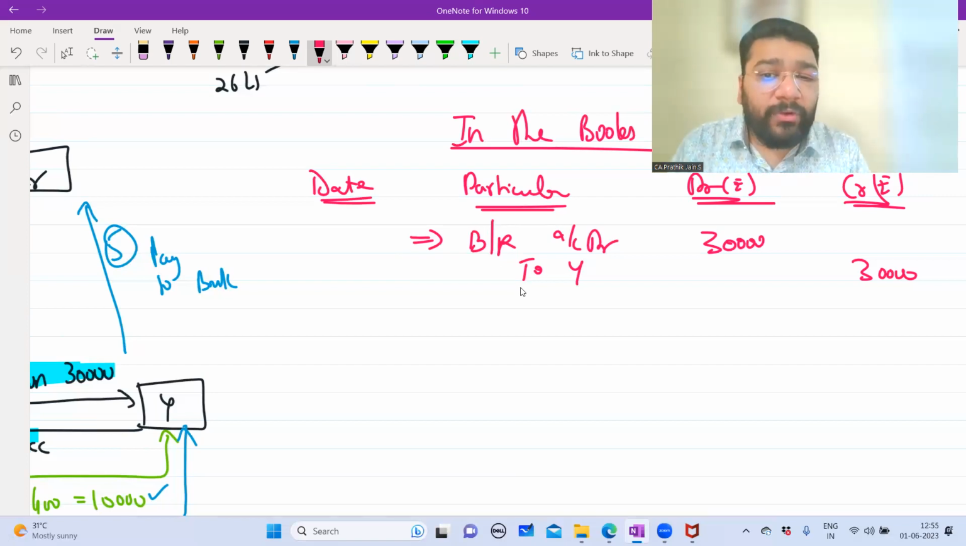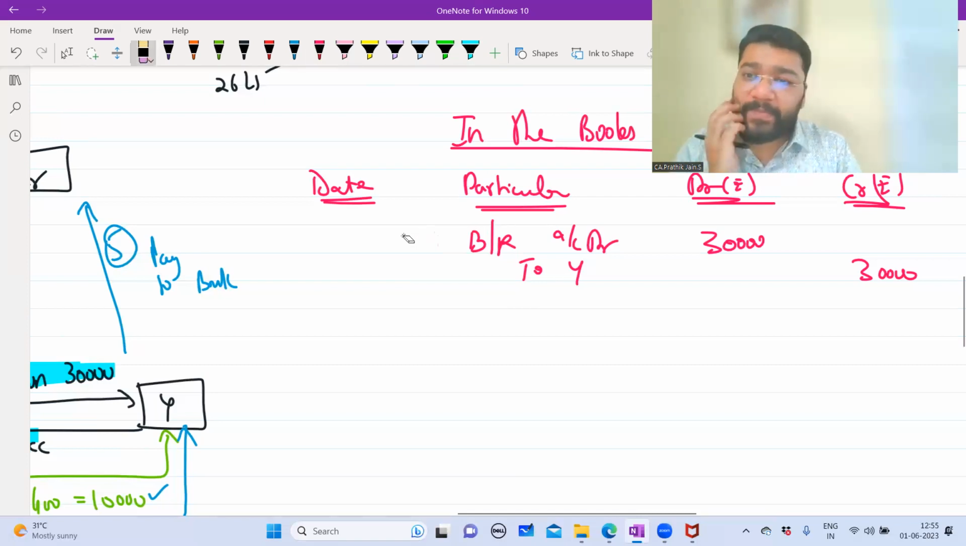So can I say we have to create a liability towards Y also? So bills receivable to Y. Is this clear or not clear?